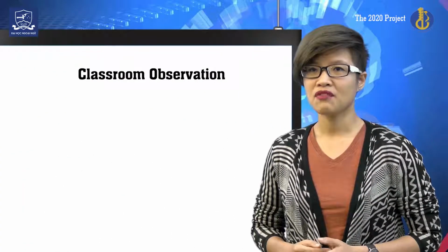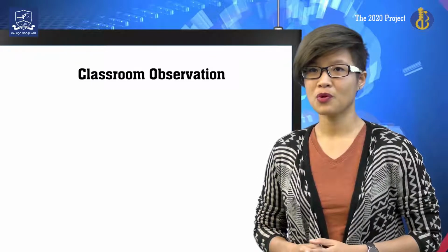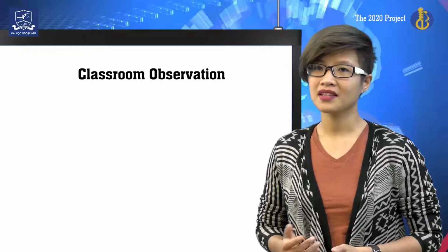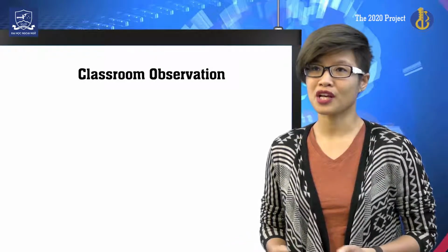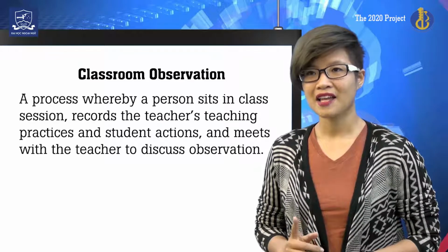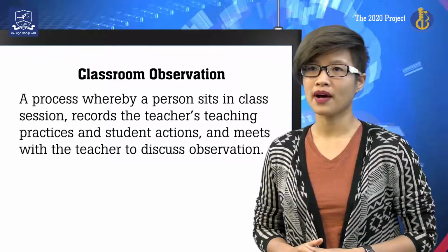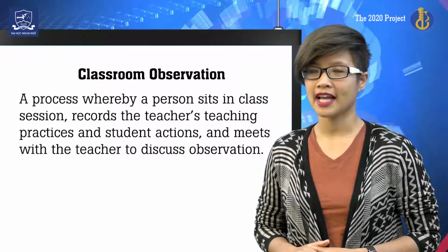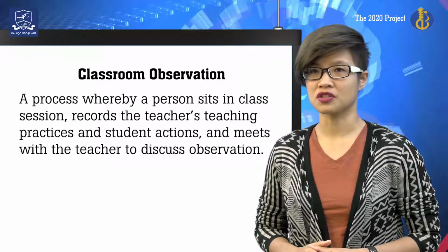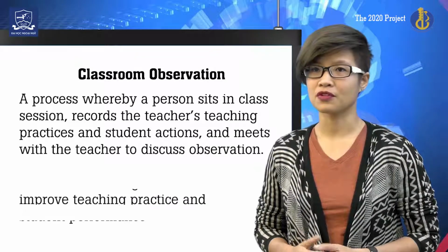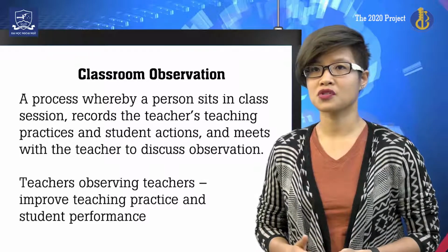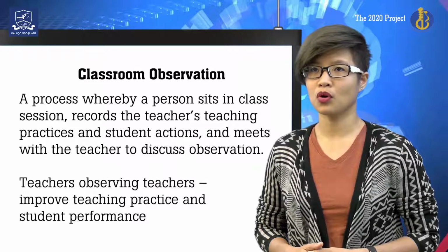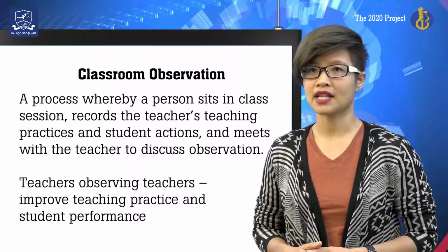Let me guess, many of you have been observed before, but most of the time someone else sits in your class, marks you, and then walks away. And at the end of the day, you still wonder what was good and what was not. So, classroom observation is a process whereby a person sits in a classroom session, records the teacher's teaching practices and student actions, and meets with the teacher to discuss the observation. However, rather than having a stranger or a school leader sitting in class, teachers observing teachers is becoming a popular model to help improve teaching practice and student performance.